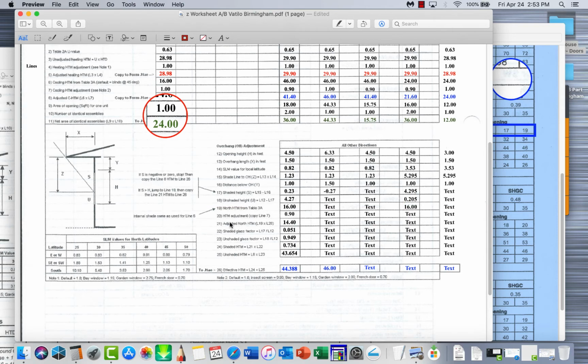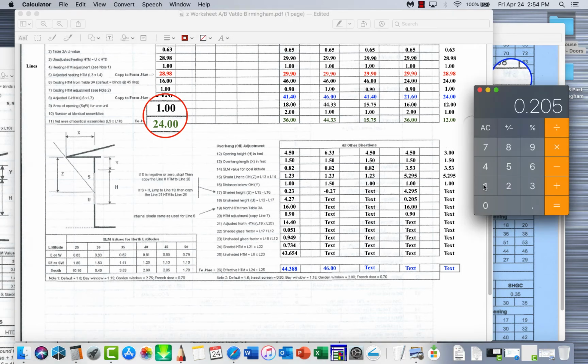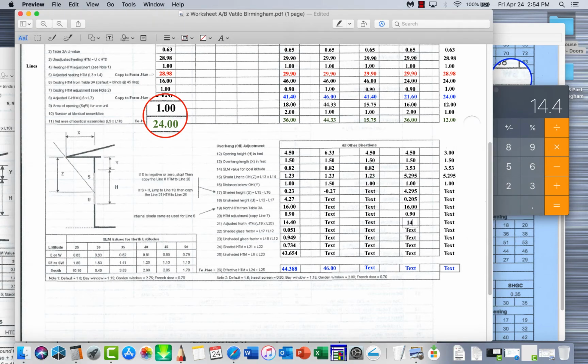Okay. HTM adjustment, copy line 7. Line 7's up here. Try to keep it along at 0.9 because it had a bug screen on it. And that blocks a little bit of the light out, so that's a little shade bonus. North, adjusted north, so now we're going to adjust this. So we'll do 16 times 0.90, which is 90%. So basically, only 14.40 is getting through on that one.